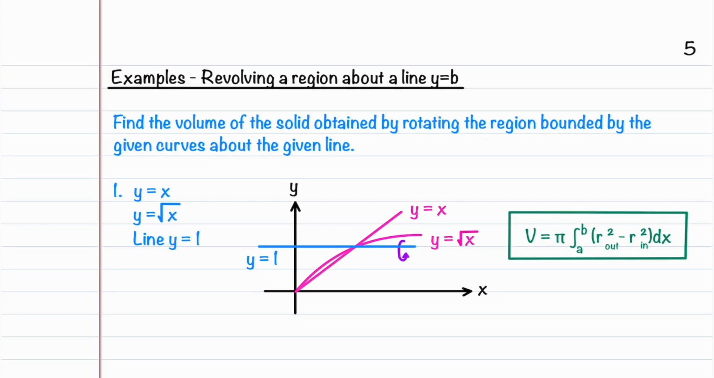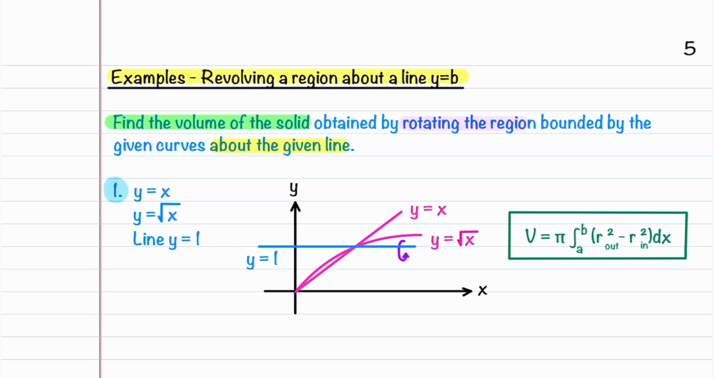Now going to walk through two examples where we are going to revolve a region about a line y is equal to b. This is just a line that is parallel to the x-axis. We're going to find the volume of the solid obtained by rotating the region bounded by the given curves about the given line. Let's look at our first example.